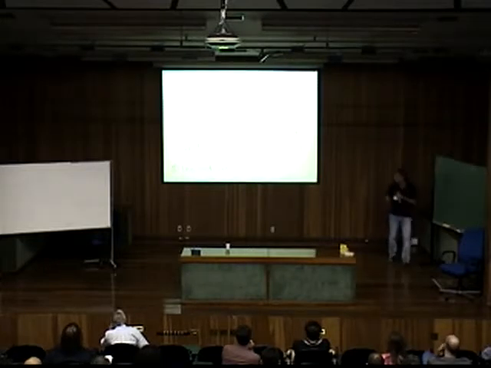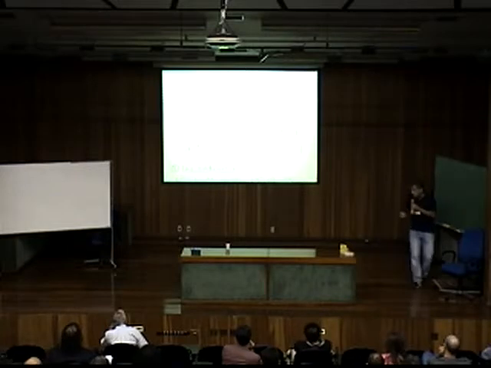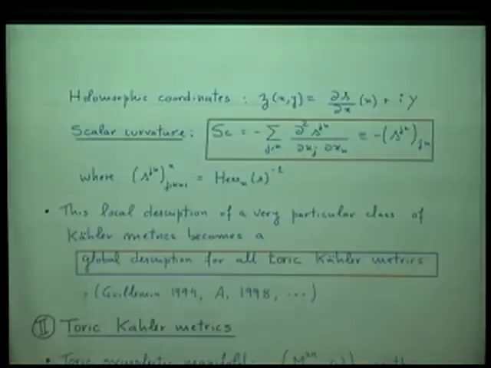Okay. So if it has that form, the Hessian of a function, then, for example... forget about that. The holomorphic coordinates are just this change of coordinates. The first derivatives of S will give you the holomorphic coordinates.